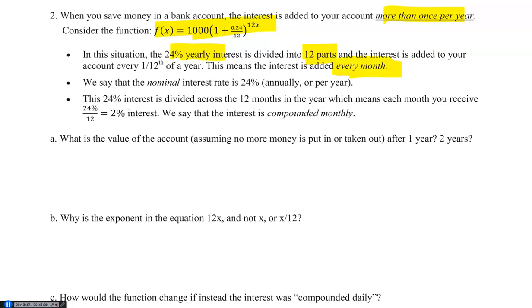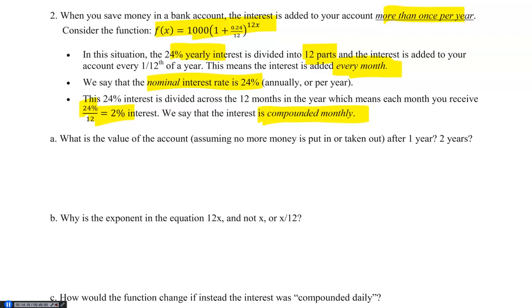We say that the nominal interest rate is 24%, meaning that annually, or per year, that 24% is divided across the 12 months. So that's why 24 divided by 12 is 2% interest. And every month we can say that it's compounded monthly. Next, let's answer these questions.